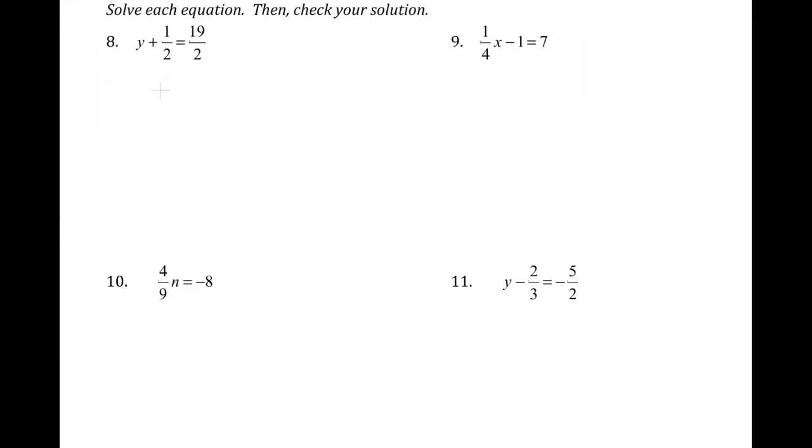Same idea, just solving equations and checking your answer. So this is an addition problem, so that means we need to do the opposite of addition, which is subtraction. So I'm going to subtract 1/2. It might be tempting to do a reciprocal here, but that's only for multiplication. This is clearly addition, so we must subtract. So subtract 1/2 on both sides. We'll get y equals, see, 19 minus 1, 18 over 2. But then always reduce fractions. 18 divided by 2 is 9.